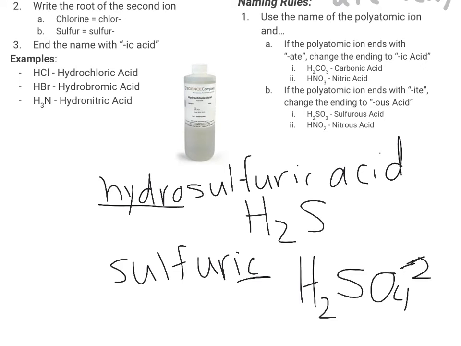But to cancel out this charge, I would need 2 hydrogens. So these have very similar names, but they are very different species. So it's really important that we know what species we are talking about. I ate an icky bug, or ite, ous, ate, ic. Make sure you remember that in some way, shape, or form. Make yourself a different mnemonic if you want.